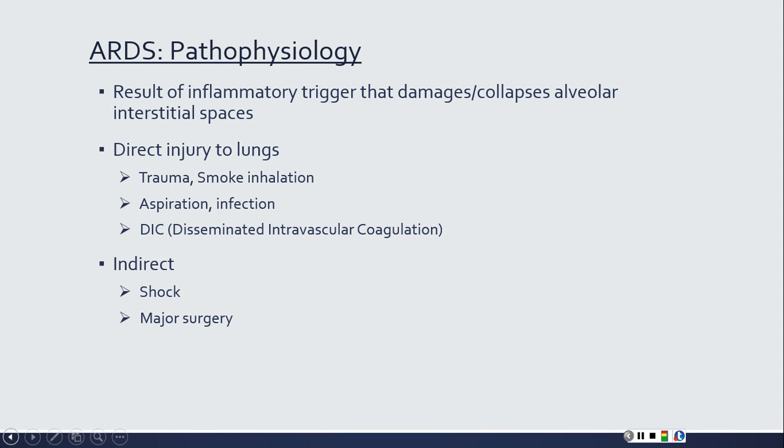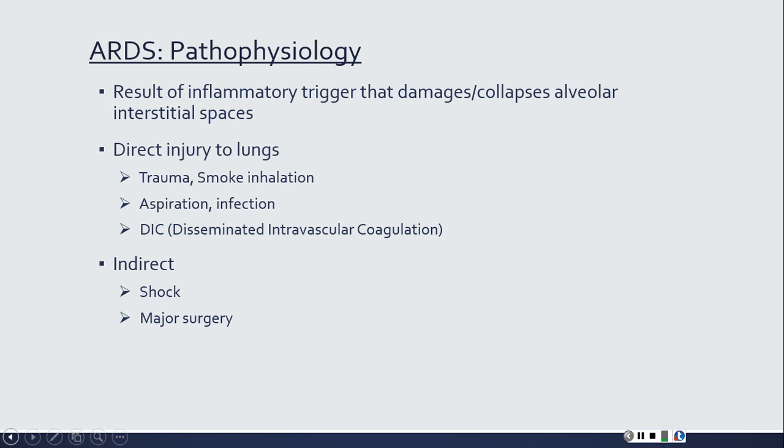Smoking is more of a chronic issue. Fire is going to be more of an acute issue, right? Inhalation of smoke, large amounts of smoke usually, okay? And this is going to be an acute exacerbation of these symptoms. It can also be a result of aspiration or infection. Also DIC, or disseminated intravascular coagulation. Okay. Does anybody know what DIC is?